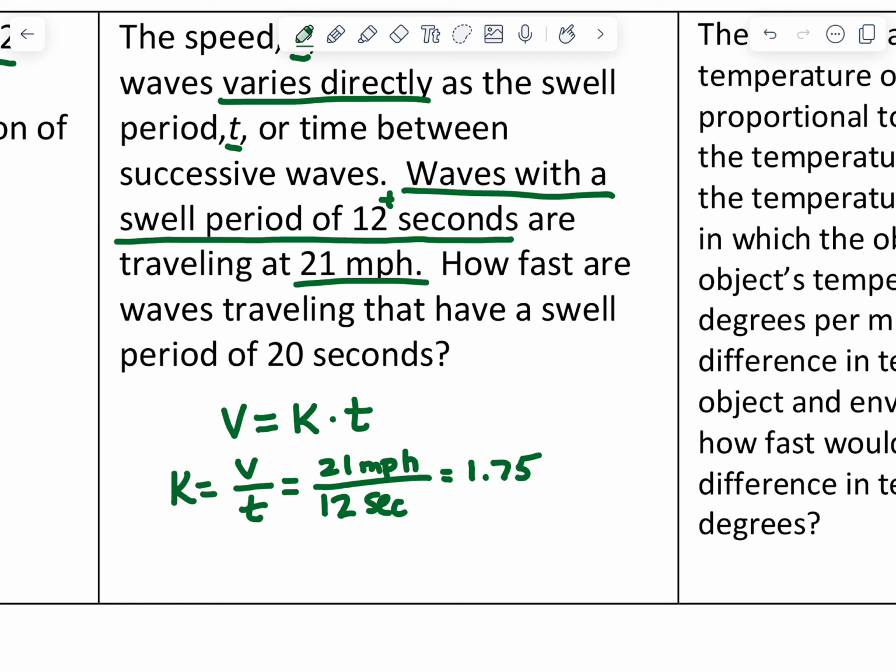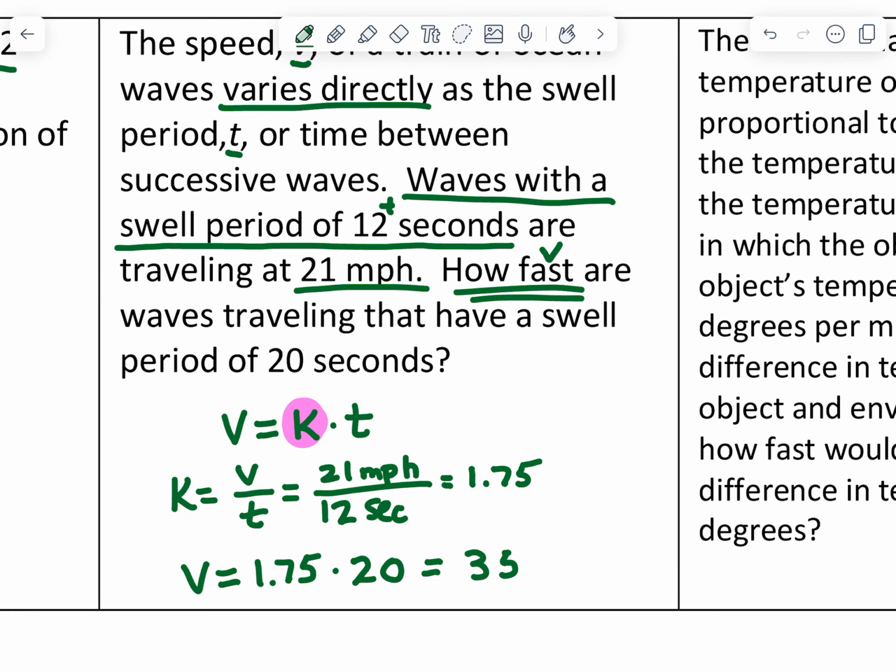Now we're going to use that k. So again, we substitute that k back into our original equation, and we solve for the unknown. It says, how fast? That's our question. I think it wants us to find v, right? How fast are waves traveling that have a swell period of 20 seconds? So v is equal to k times t. k is 1.75. t, according to our problem, is 20. And 1.75 times 20 is 35. So 35, and our units on velocity are miles per hour.